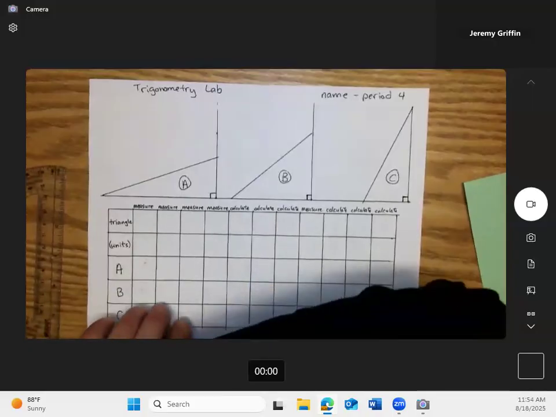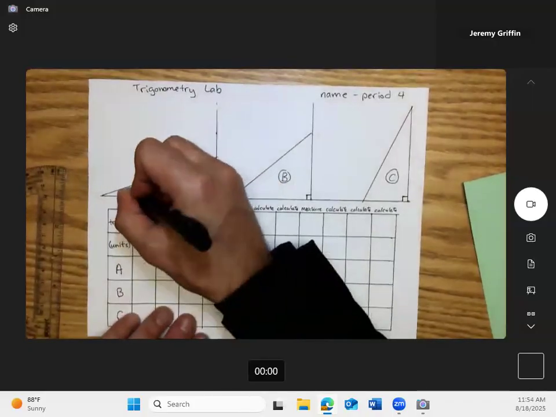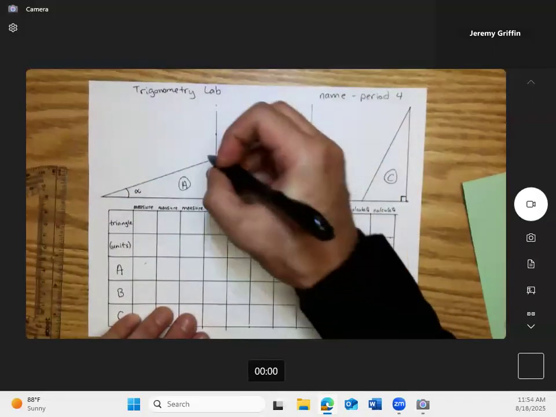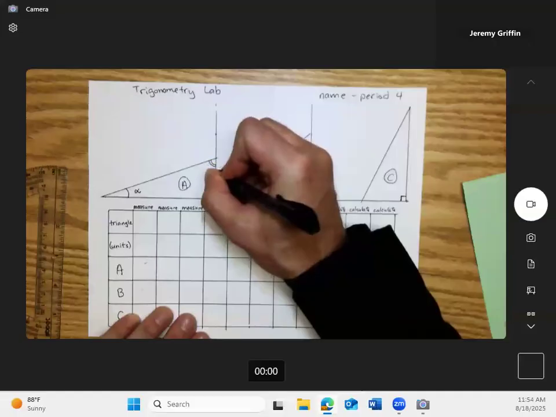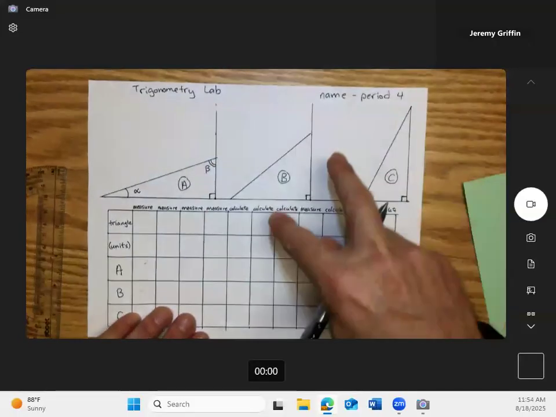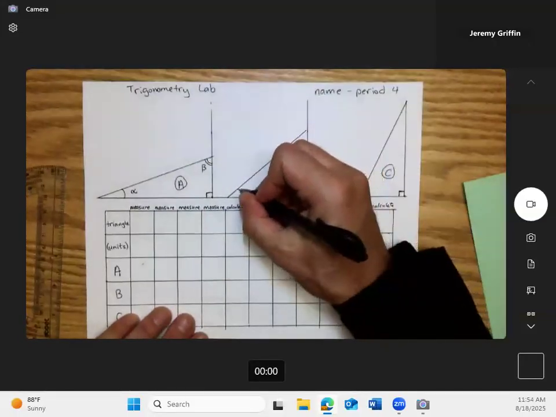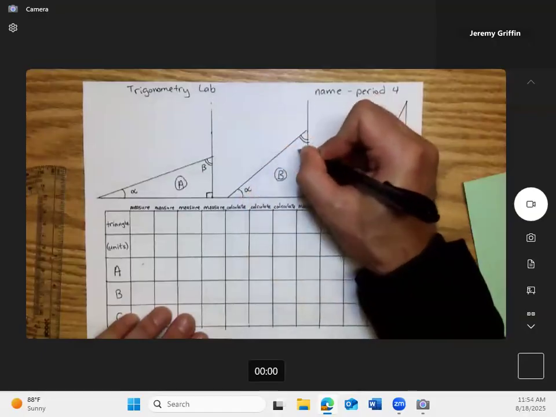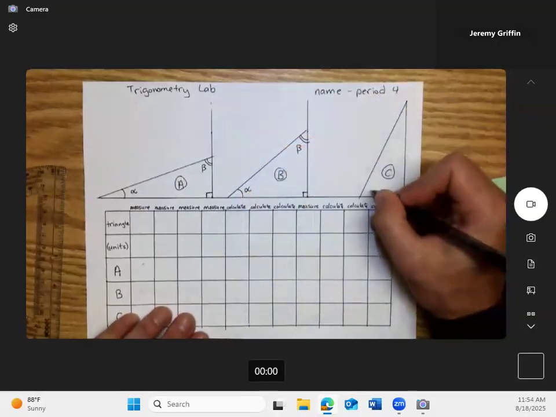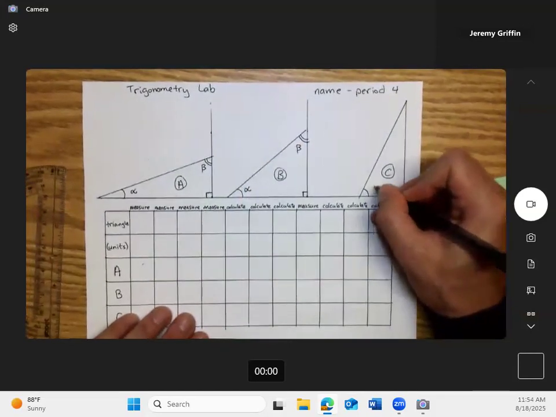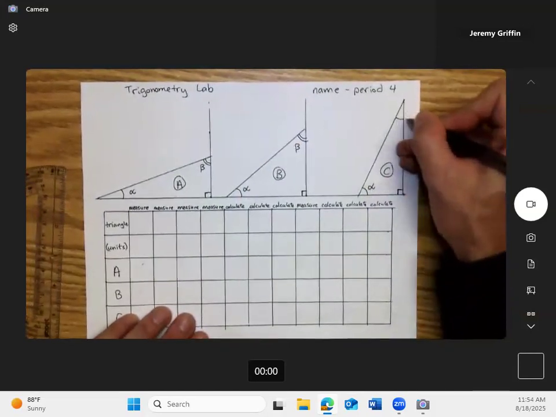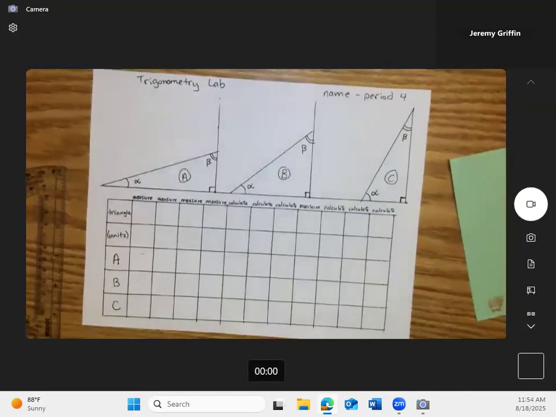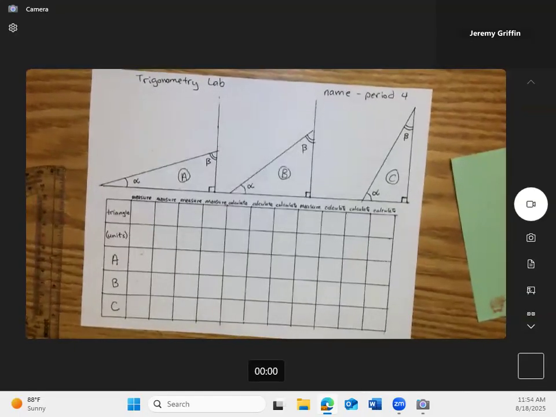So let's do this. The bottom left corner, call that alpha, and this top right corner, I'm going to call beta. Next triangle, I'll do a similar thing: I'll call this alpha and this beta. Of course, they'd be completely different triangles, so they don't really match. And I'll call this alpha, this beta, just so I have some angles that I can point at, measure, and write on a table.